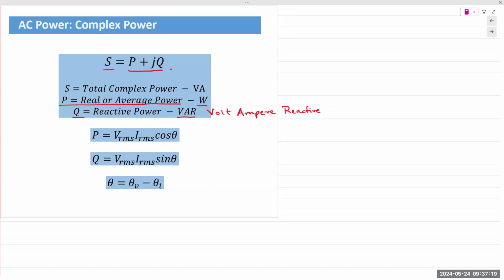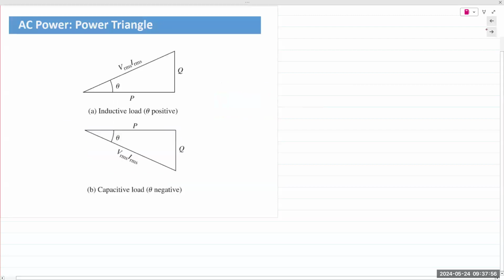We come up with a new term called S. S is the total complex power. And the unit for total complex power is simply volt ampere. Okay, volt ampere. And because it has a real component and an imaginary component, we can represent the total complex power S as a right angle triangle. Okay, we can represent it as a right angle triangle, and we call that a power triangle.